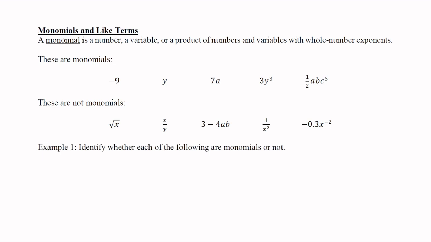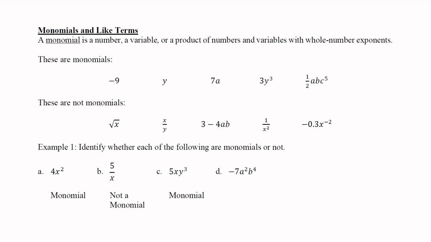So let's take a look at this example and identify whether or not each of the following is a monomial. 4x squared. Well, we have a coefficient, we have a variable, and we have an exponent. So this is a monomial. 5 over x. x is in the denominator, so this is not a monomial. 5xy to the third. We're all multiplying. Everything's in the numerator. We have a coefficient, we have an exponent, but there's nothing in the denominator in terms of variables, so this is a monomial.